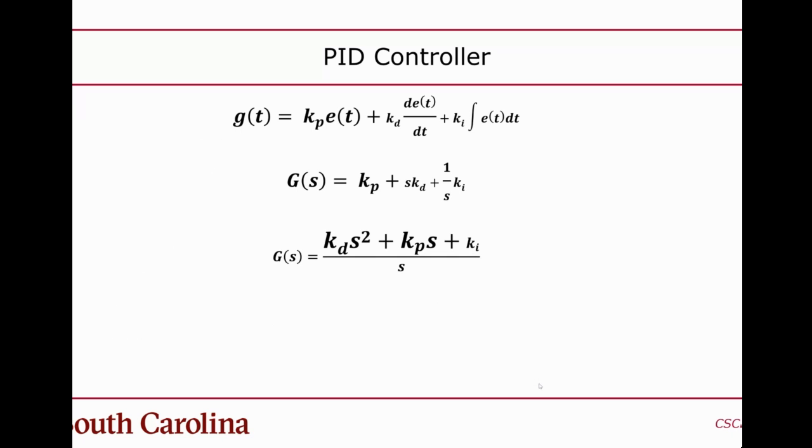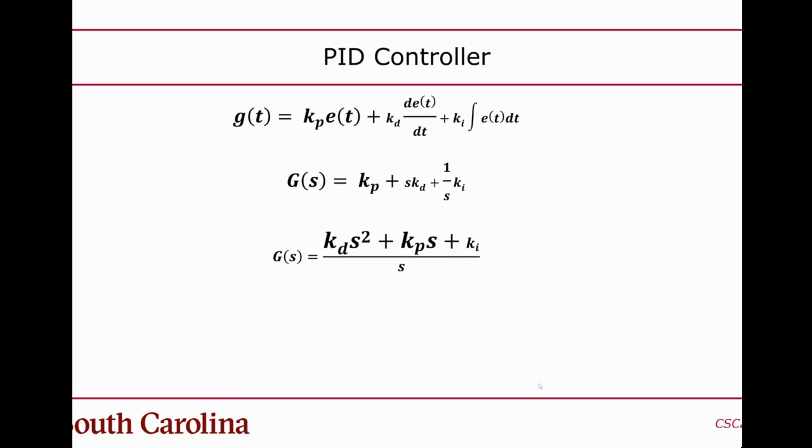So G(t) equals Kp times e(t) plus Kd times de/dt. So you get the derivative, and then Ki multiplied by the integral of the error. And so the integral would start, generally these are starting at time 0 and then up to the current time. So then you take the Laplace transform, which is super easy.